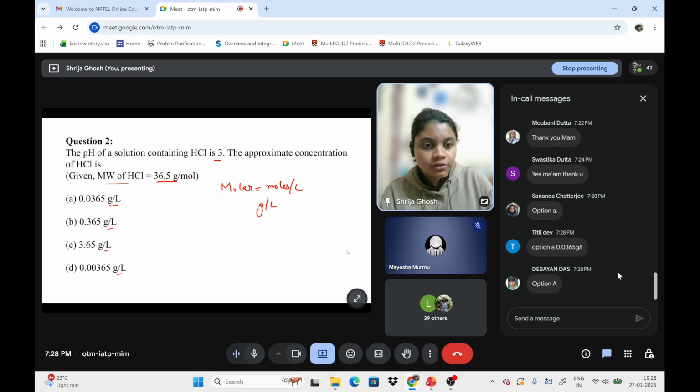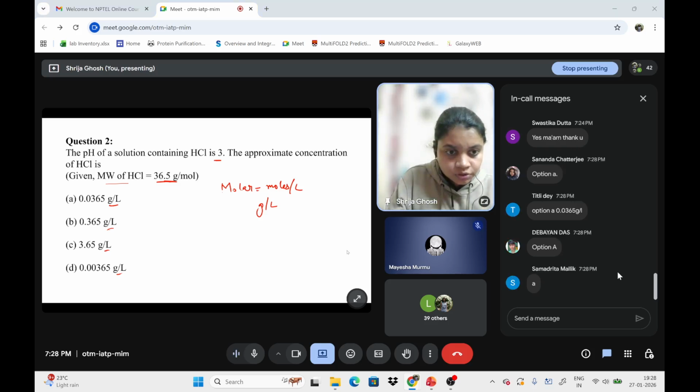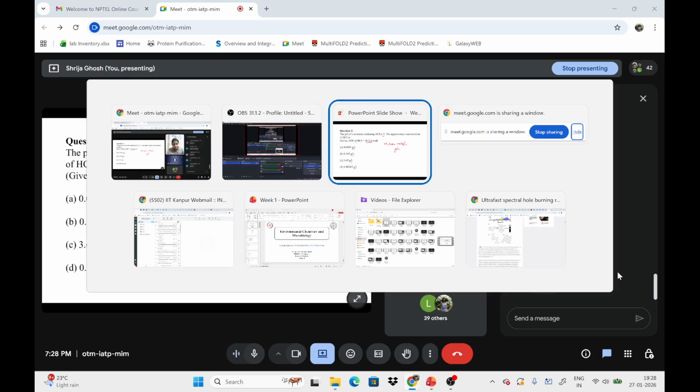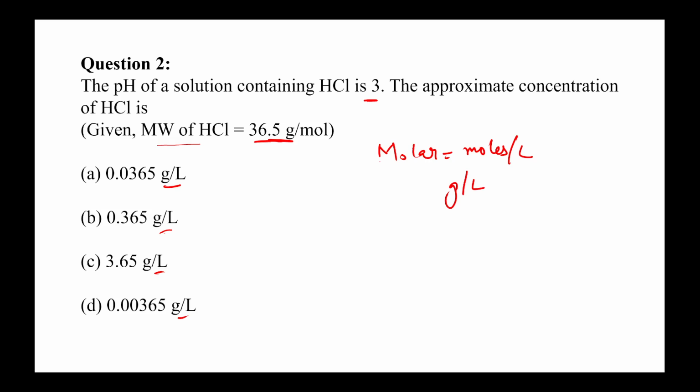All of you try to solve it. Meanwhile, I'll also solve it so that people who are not able to solve, you can follow. So we have pH given as 3. So I told you pH is negative log of H plus ion concentration.